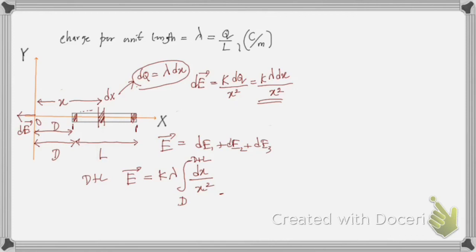I'm pretty sure you have seen this dx over x squared, and this symbol is called the integral sign. I'm pretty sure from your previous math classes you learned how to do this. So after this point, it's your mathematical background. Try to evaluate this integral and get the resultant electric field. If you need some help on how to do this, then I will explain that in the next video.